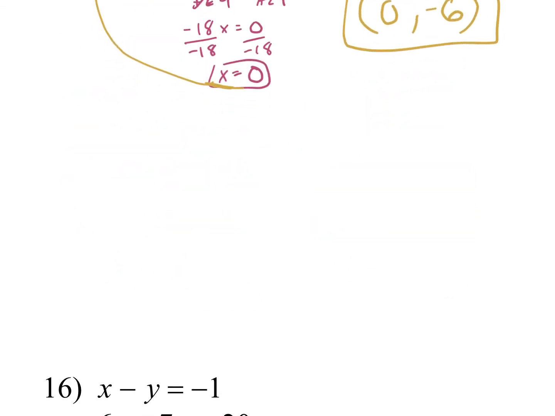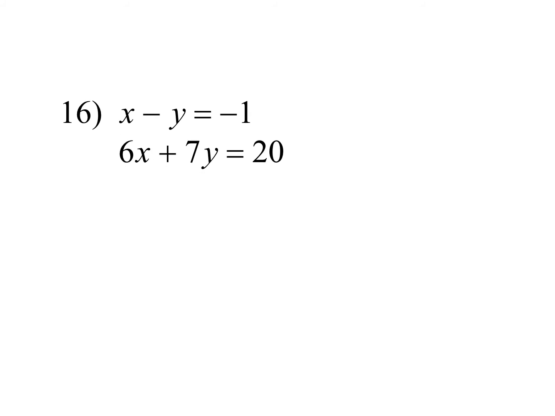Let's look at 16. So again, we're using substitution. Do I have a variable that's isolated? No. Looking at it, which variable do you think would be best to isolate? The x in the first one or the second? The first one. Since that x is already all by itself, it doesn't have a number in front, that one looks like it would be the best. So how do I move that minus y to the other side? Add y. So x is equal to what? y minus 1. So now that I have x isolated, what should I do?